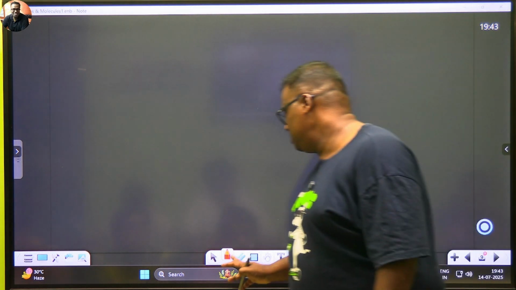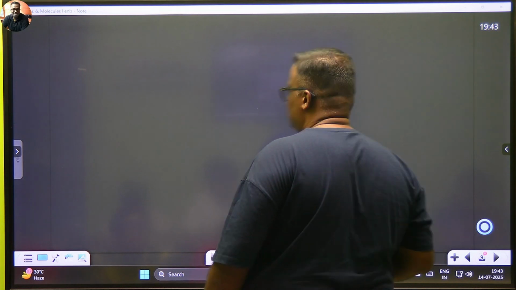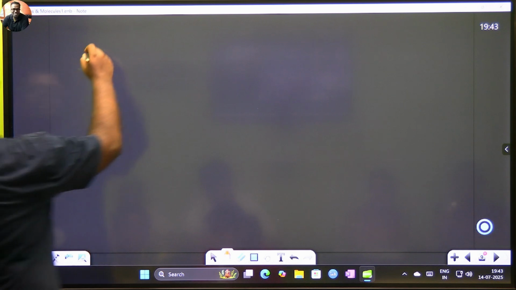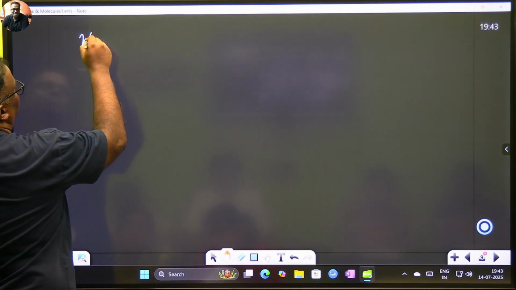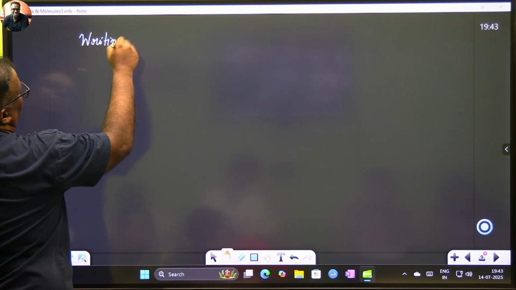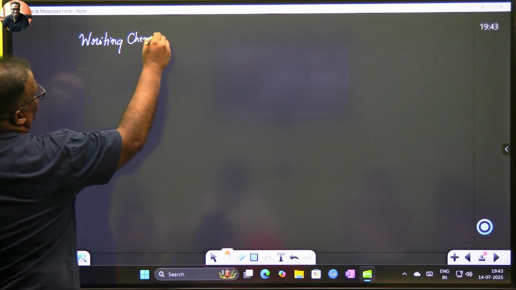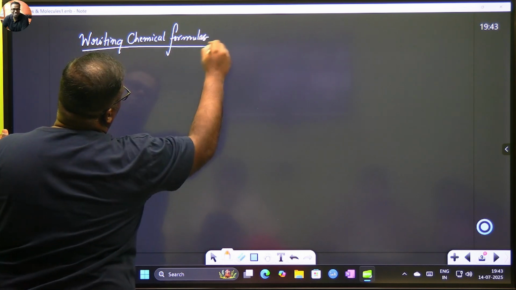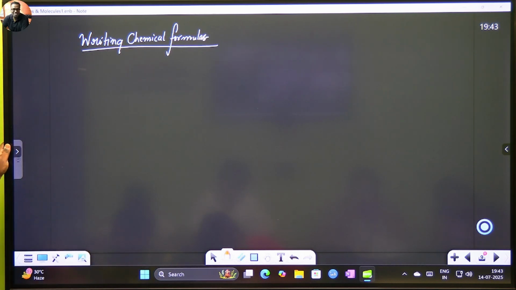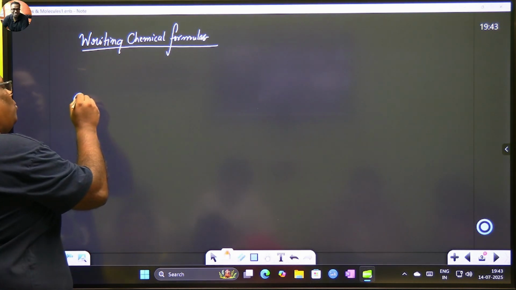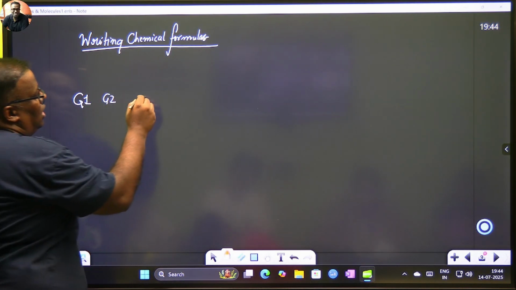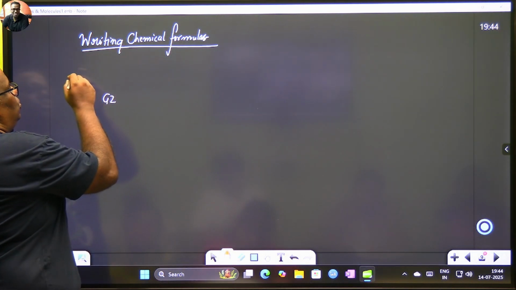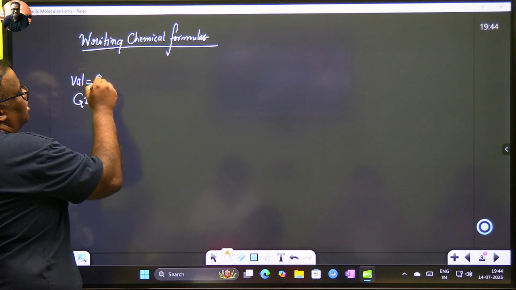So our next topic is writing chemical formulas, and you will be asked to write chemical formulas based on the valencies. आपको valencies पता होना चाहिए. So writing chemical formulas. So children, to write chemical formulas with the periodic table, you should always know the valencies. Come on, tell me. Group 1, group 2, and group 13. Group 1 and group 2, valency is same as group number.